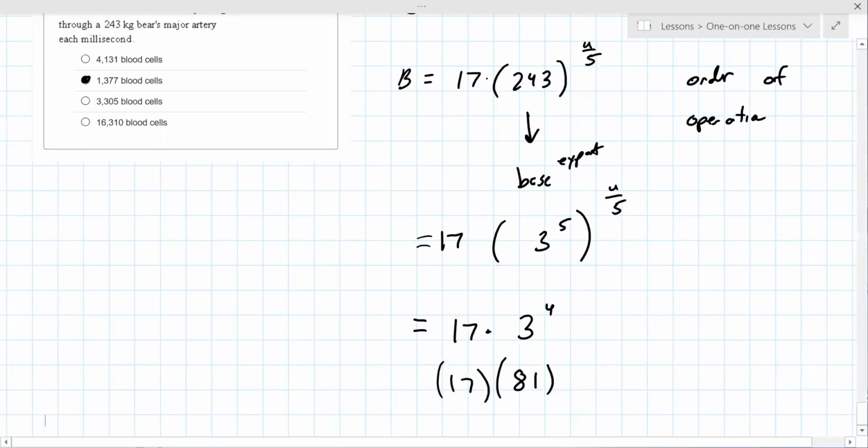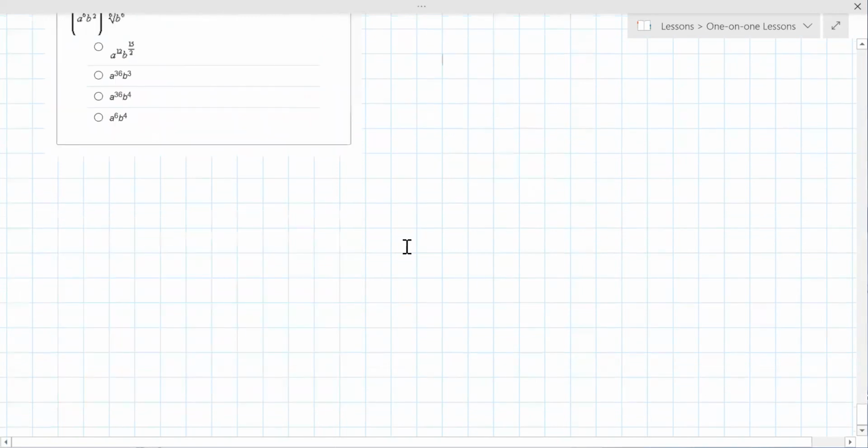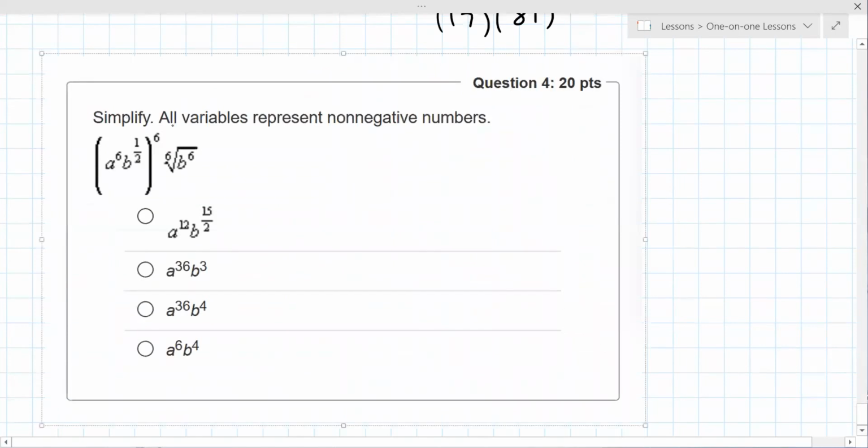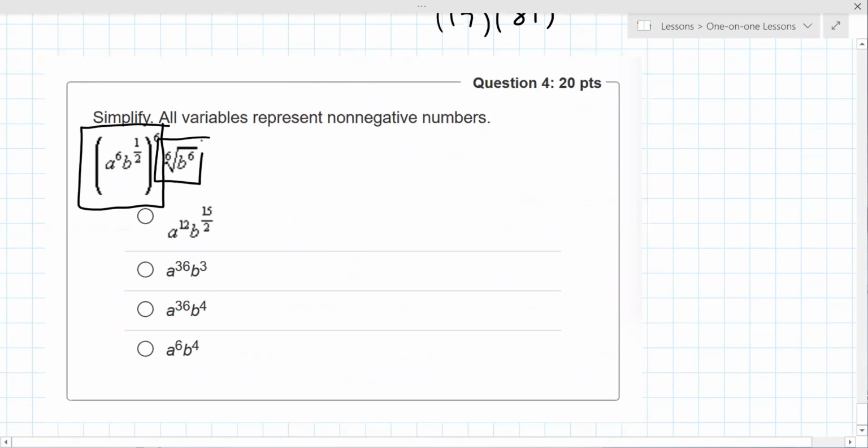Okay. Question 4 here. All variables represent, okay, so they want you to simplify this thing. Wow, I can see how this would be very overwhelming. It's really 2 parts. It's like do this one over here in the box, and then do this one. So let's do the one in the first box.